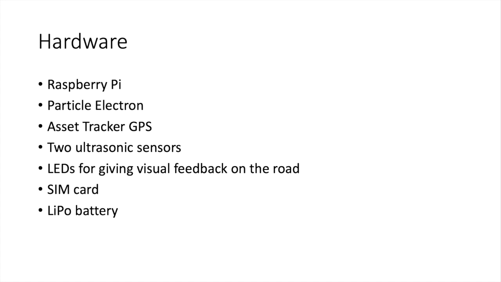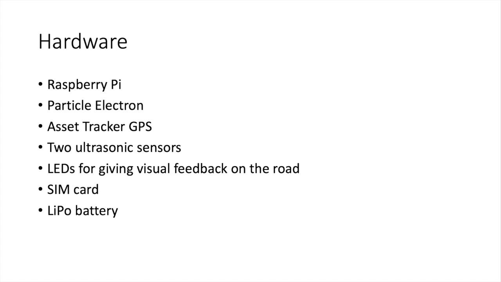So the hardware we're going to need is a Raspberry Pi to run the home dashboard, a Particle Electron, the asset tracker GPS, 2 ultrasonic sensors, LEDs for giving visual feedback on the road, and a LiPo battery.